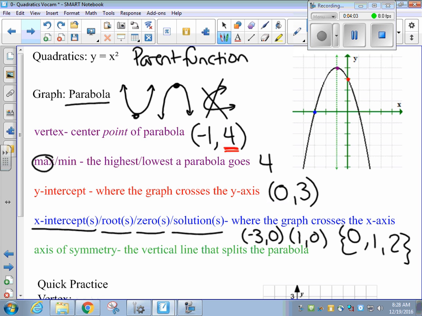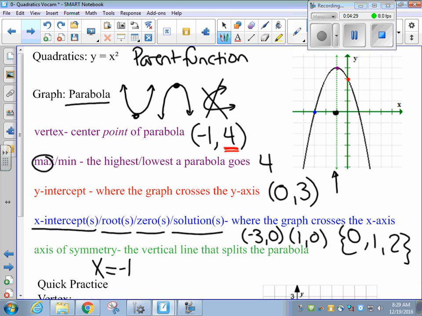Our last vocabulary word is the axis of symmetry. Now, symmetry, as we know, is where something reflects. So this is the vertical line that splits our graph directly in half. So the axis of symmetry is actually the equation of the line that splits our parabola. So in this situation, we see that this line crosses x at -1, so our equation is x equals -1.